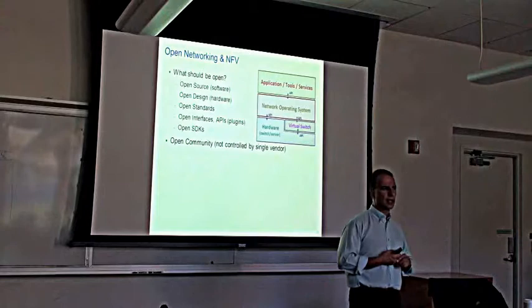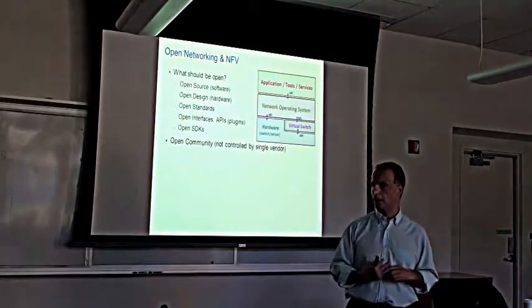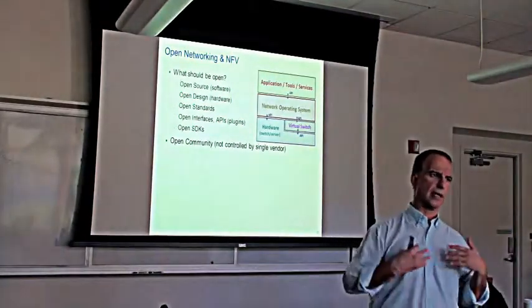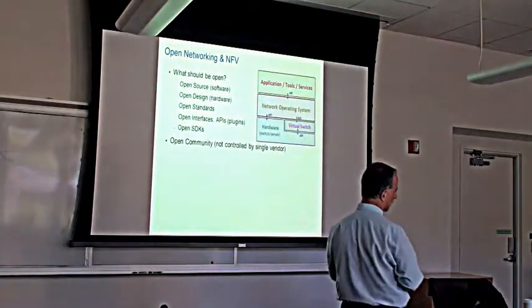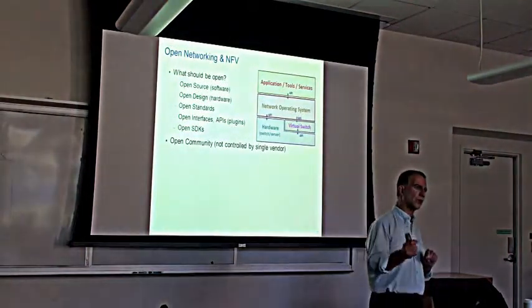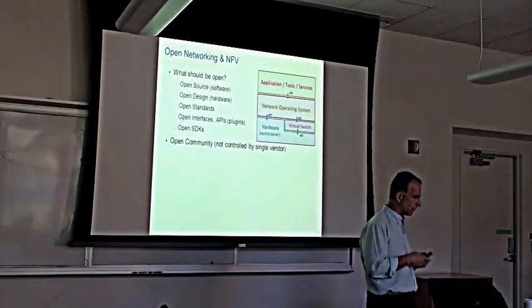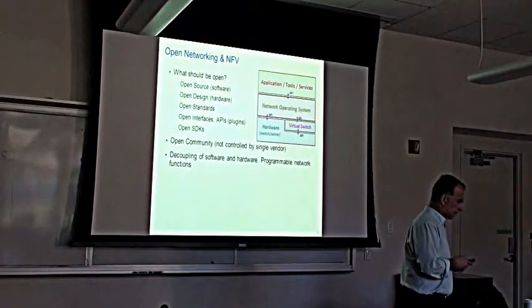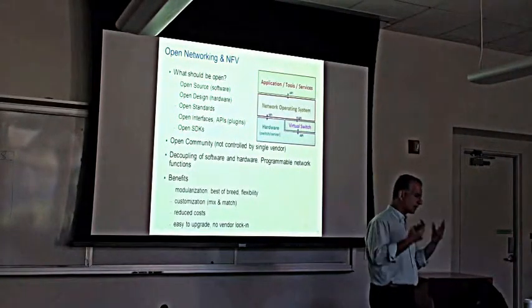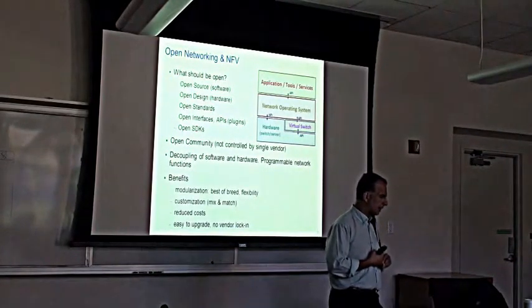It is important to have an open ecosystem behind it that people can coalesce around and contribute to. It's very important that anything which is open is not controlled by a single vendor. So that's very, very important. Decoupling of software and hardware, essentially, is what an open networking system is.